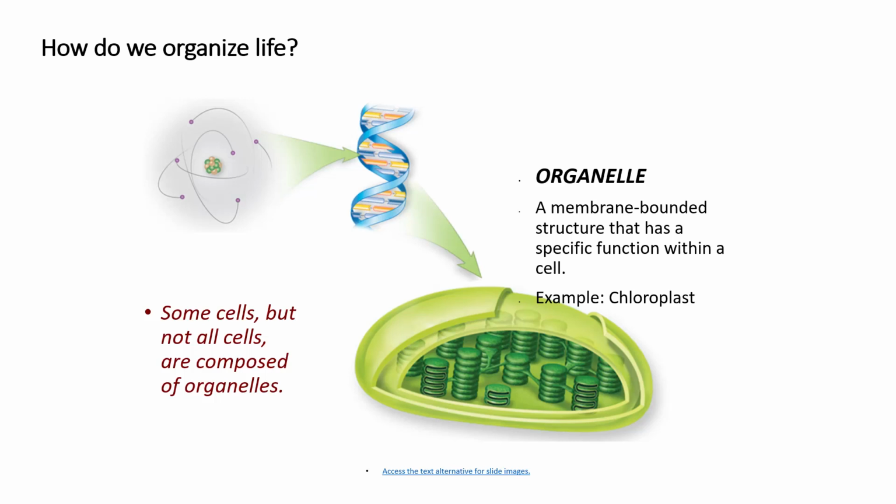An organelle is a membrane-bound structure that has a specific function within a cell. The example given here is a chloroplast. Chloroplasts are found in plants. But each cell itself has different types of organelles. Chloroplasts can also be found in algae. Some cells, but not all cells, are composed of organelles. We'll learn a little bit more about organelles and their functions as we go through here.